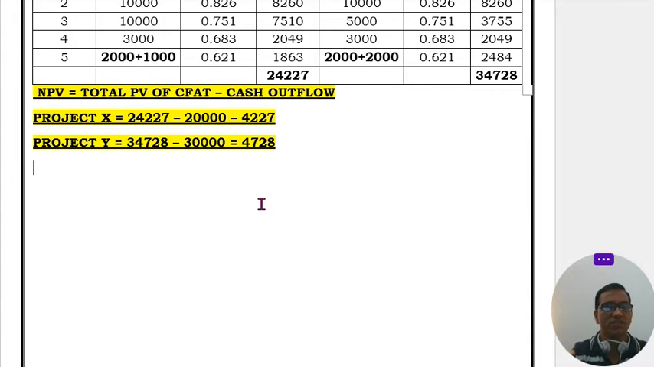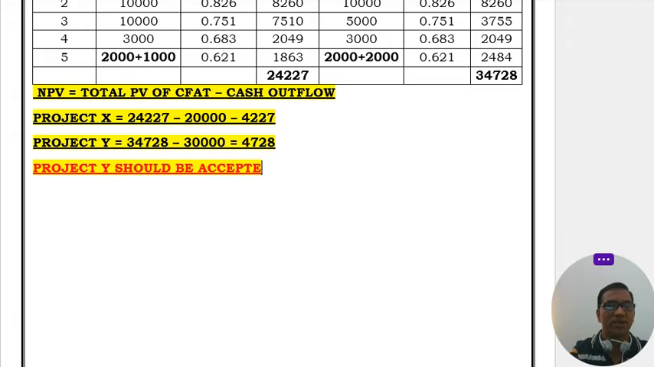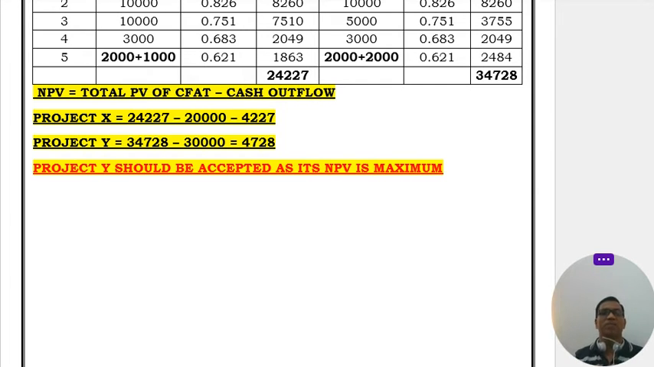What is the decision? Project Y should be accepted as its NPV is maximum. The project which is giving the highest NPV should be accepted. So here project X is 4,227, project Y is 4,728. That's why project Y is accepted.